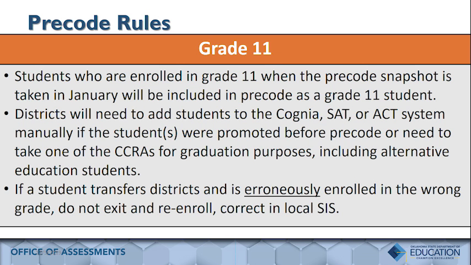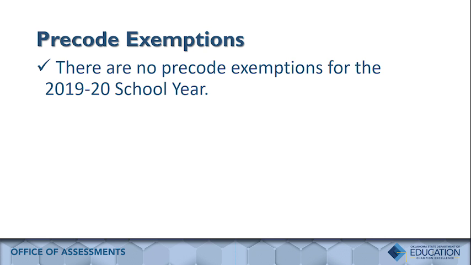Districts will need to add students to the Cognia, SAT, or ACT systems manually if the students were promoted before Precode or need to take one of the CCRAs for graduation purposes, including alternative education students. If a student transfers districts and is erroneously enrolled in the wrong grade, do not exit and re-enroll. Correct it in your local student information system. This includes CCRA Science and U.S. History assessments. There are no Precode exemptions for the 2019-2020 school year.